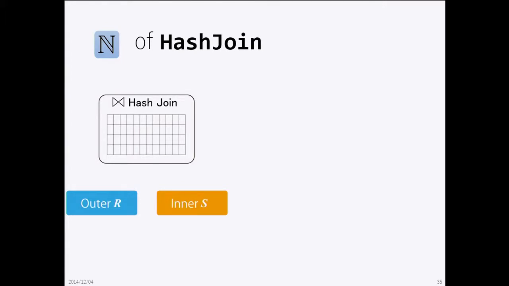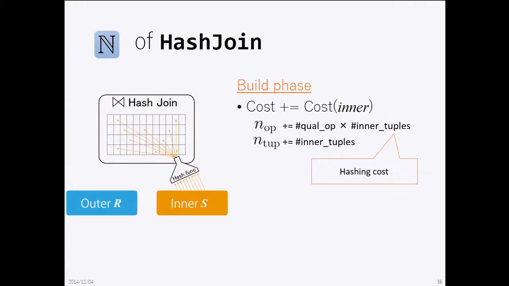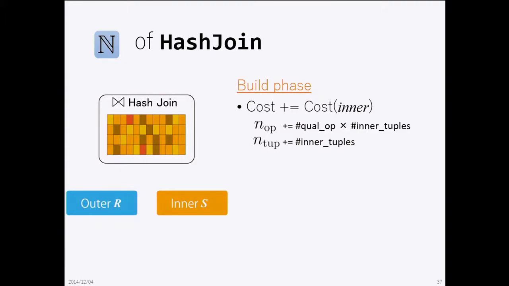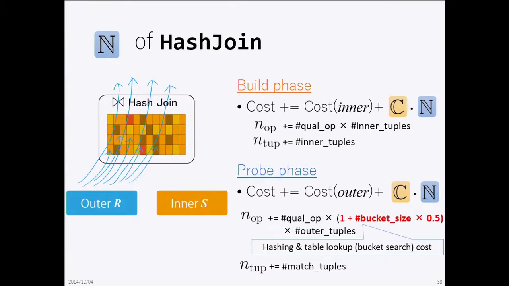Hash join has two execution phases. The first phase is called build phase. In the build phase, inner tuples are scanned and hashed into hash table buckets. So cost is the sum of inner scan cost and hashing CPU operator cost and CPU tuple cost. After build phase, the hash table is populated and probe phase starts. In probe phase, tuples in outer table are fetched one by one. And for each tuple, hash table lookup is executed.